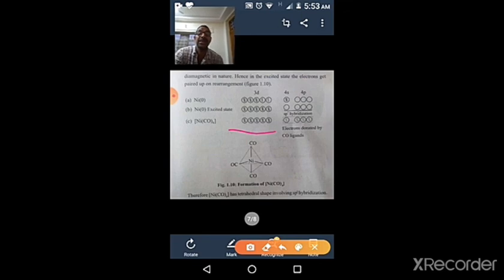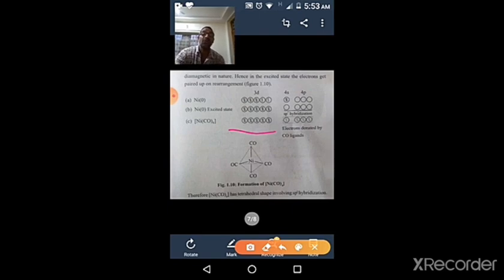So once again, tetracarbonyl nickel is a neutral complex. In this, the central metal atom is nickel. It is exhibiting sp3 hybridization, with 4 coordination bonds with 4 carbonyl ligands. It is diamagnetic in nature. So this is an explanation of valence bond theory for different complexes.